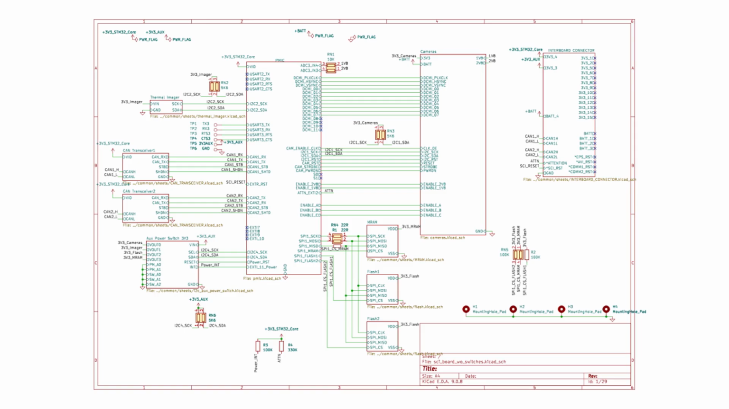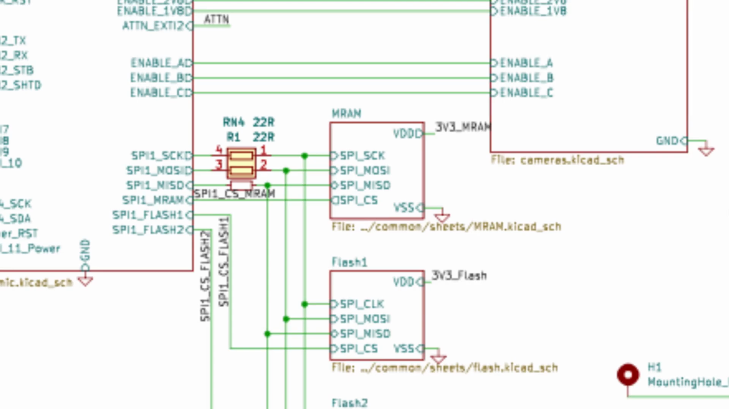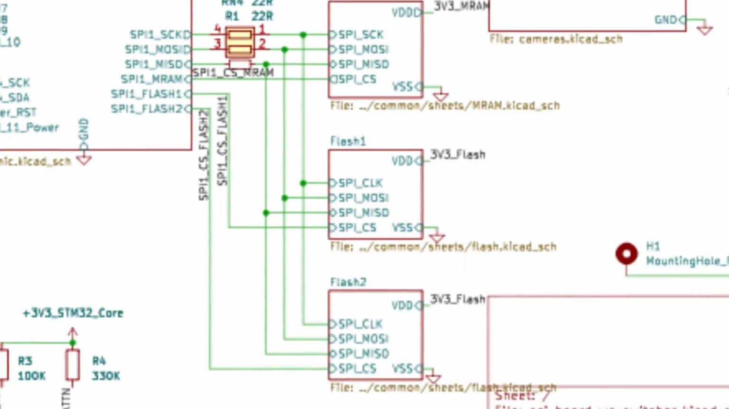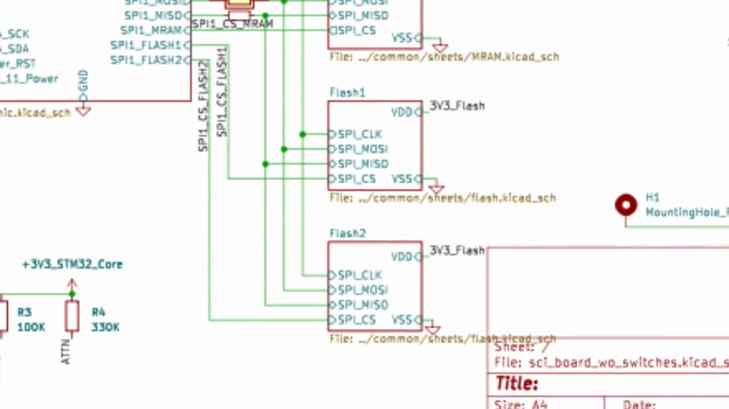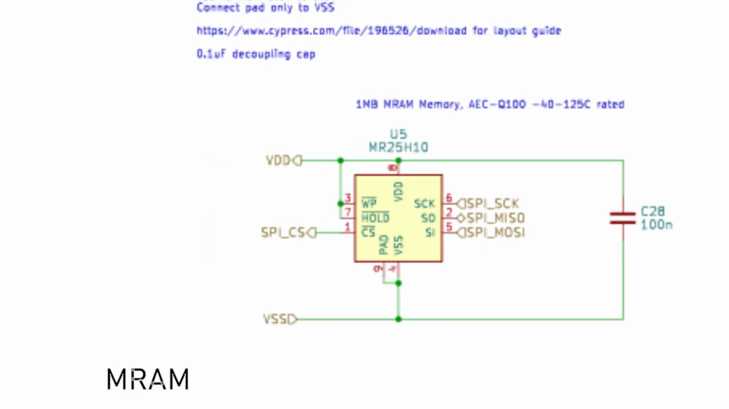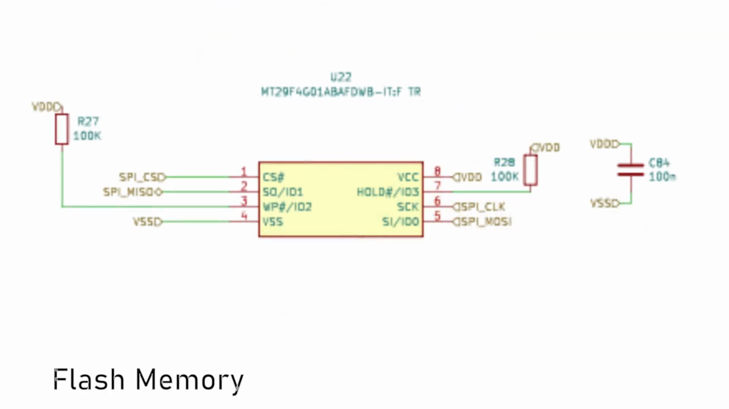Each board needs MRAM for configuration data. Most boards also have 1 or 2 flash chips for data buffering and remote firmware updates. This sheet makes storage plug and play.